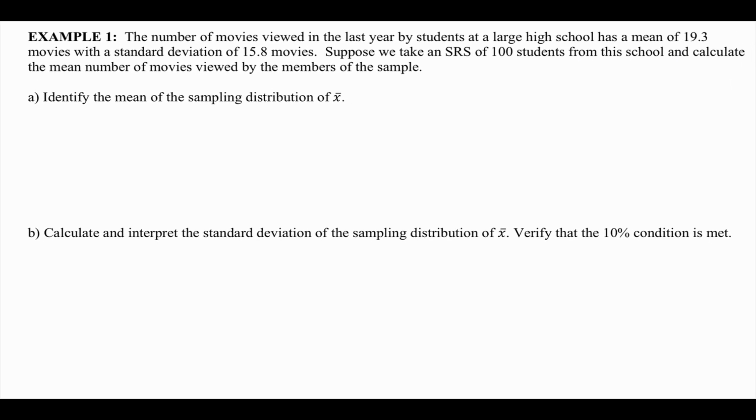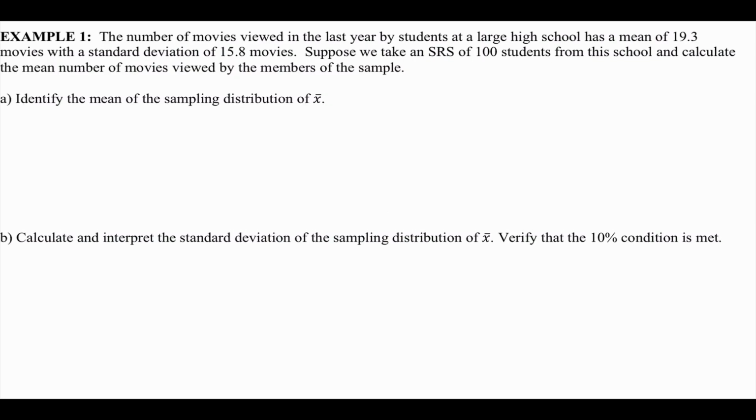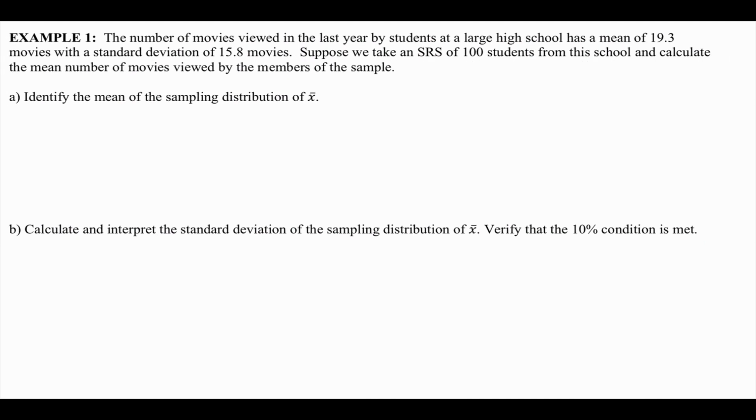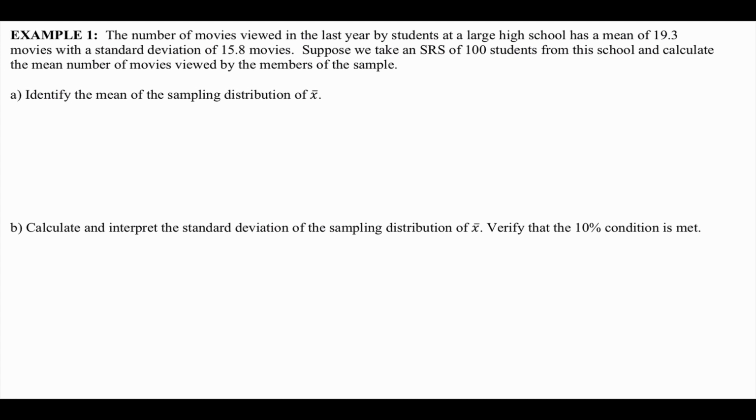Okay, example number 1. The question's different, but A and B are going to sound very familiar. You're going to be like, haven't we done this before? We've done something close to it. We just haven't done exactly this. So the question: the number of movies viewed in the last year by students at a large high school has a mean of 19.3 movies with a standard deviation of 15.8. Okay.